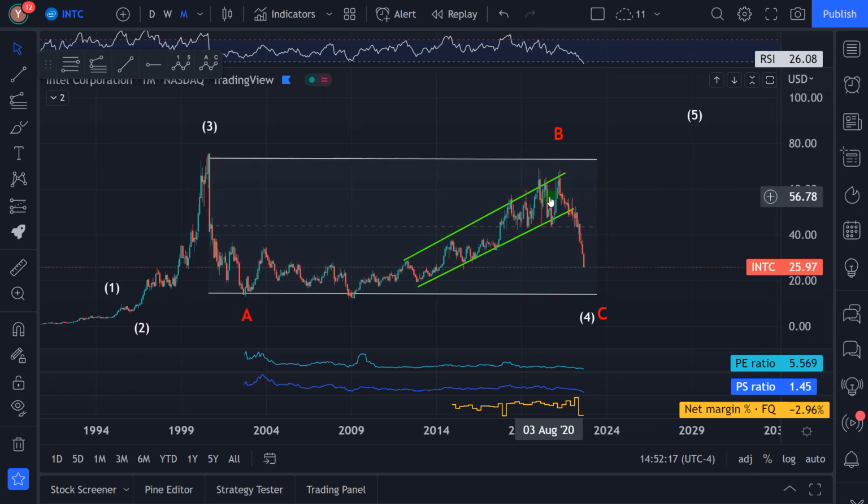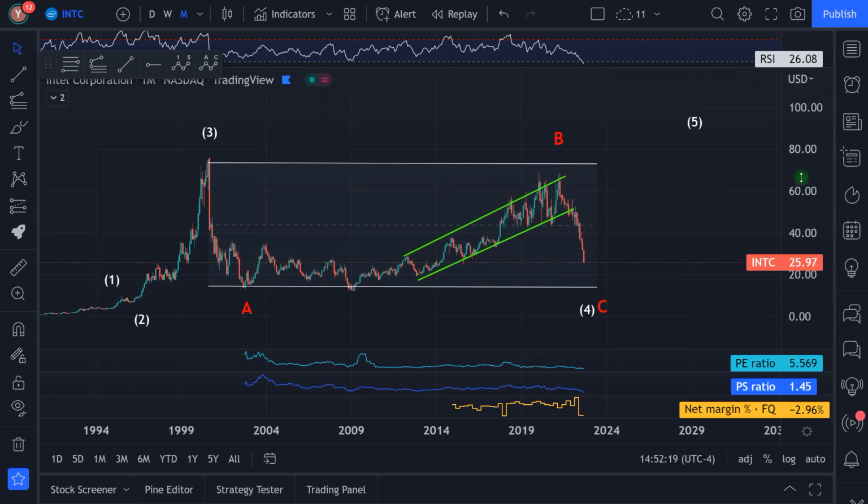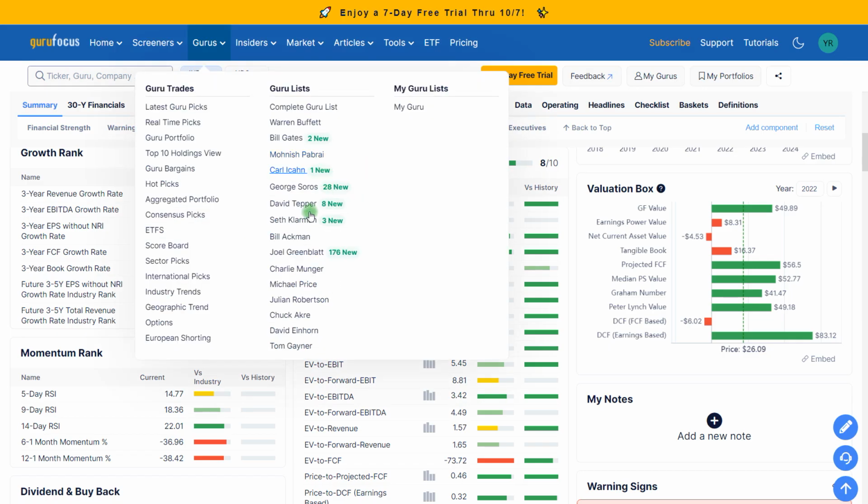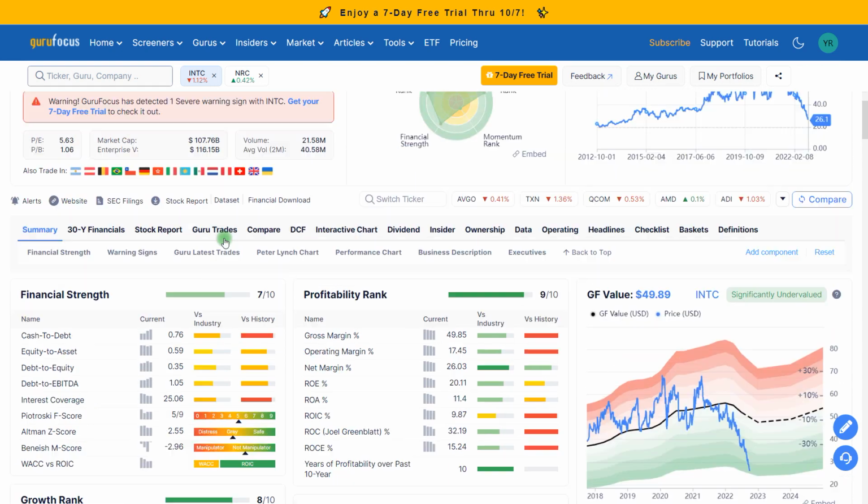So regarding the technical point of view, as I see, it can be something like this, but of course, then we might see the fifth wave, and the fifth wave will be higher than the 70. But I don't think it will be in the near term, most probably in a few years from now. And now let's check the fundamental parameters.